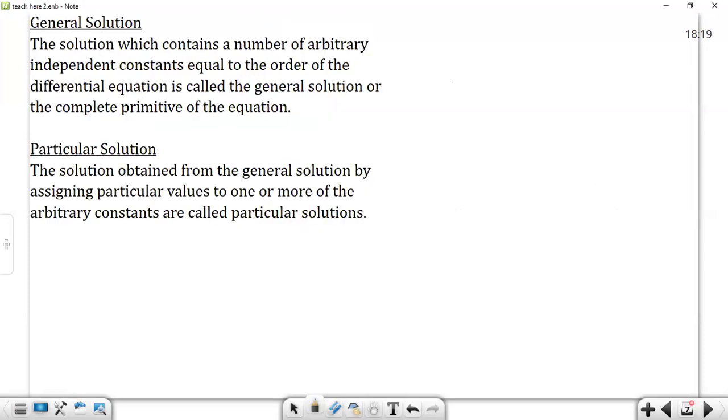Now let's move ahead. General solution. We can find the solution of any differential equation in two manners. It can be general or it can be particular.